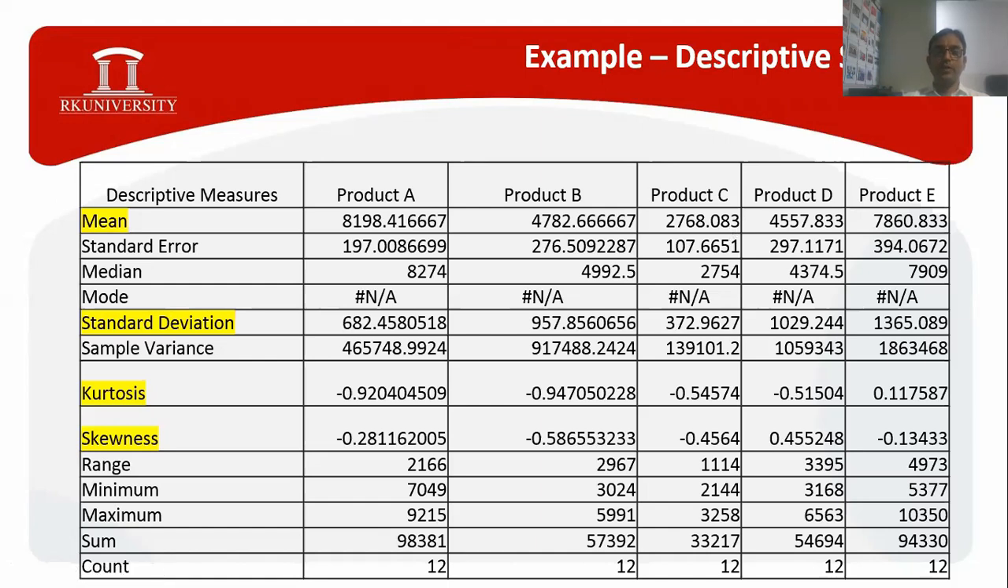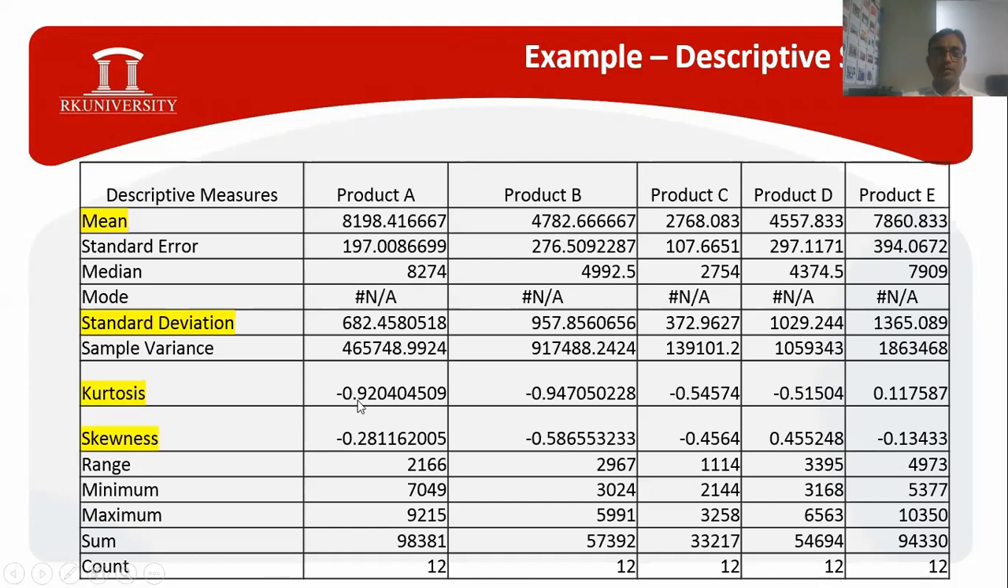If you want to check in which product there is higher volatility in each month, then we can look at the standard deviation. The highest volatility we can find in product E, almost 1,362.5089 thousand rupees, whereas the lowest volatility is in product C, which is 372.96 thousand rupees. So standard deviation can give you a glimpse of where there is more fluctuation. Product E might be a seasonal product where there is more volatility in the sales.